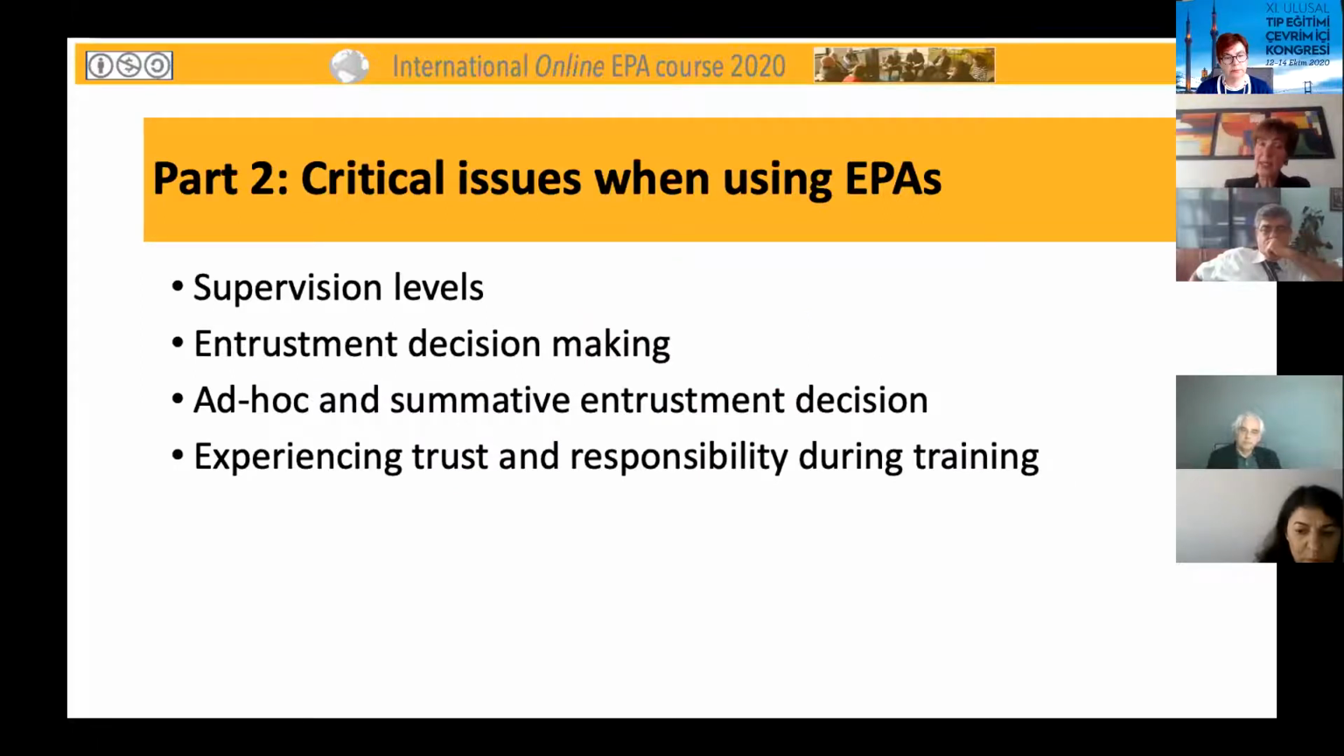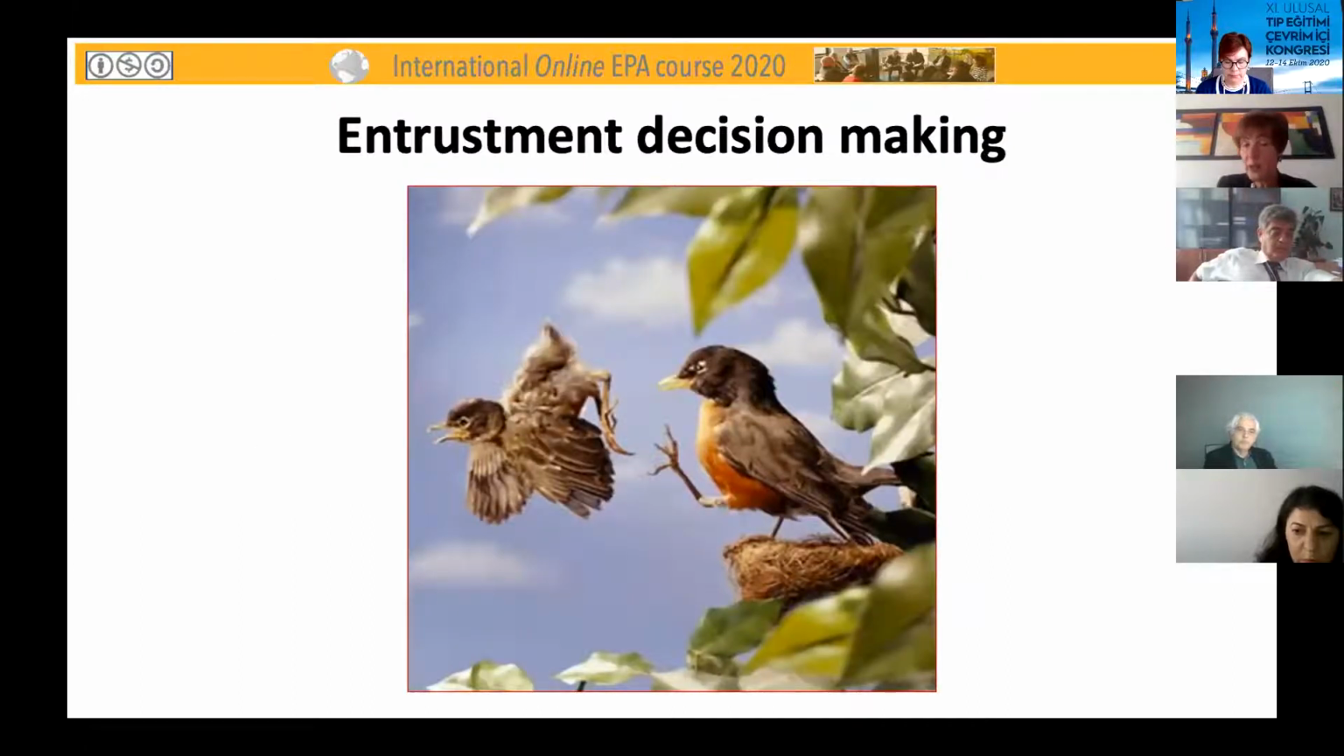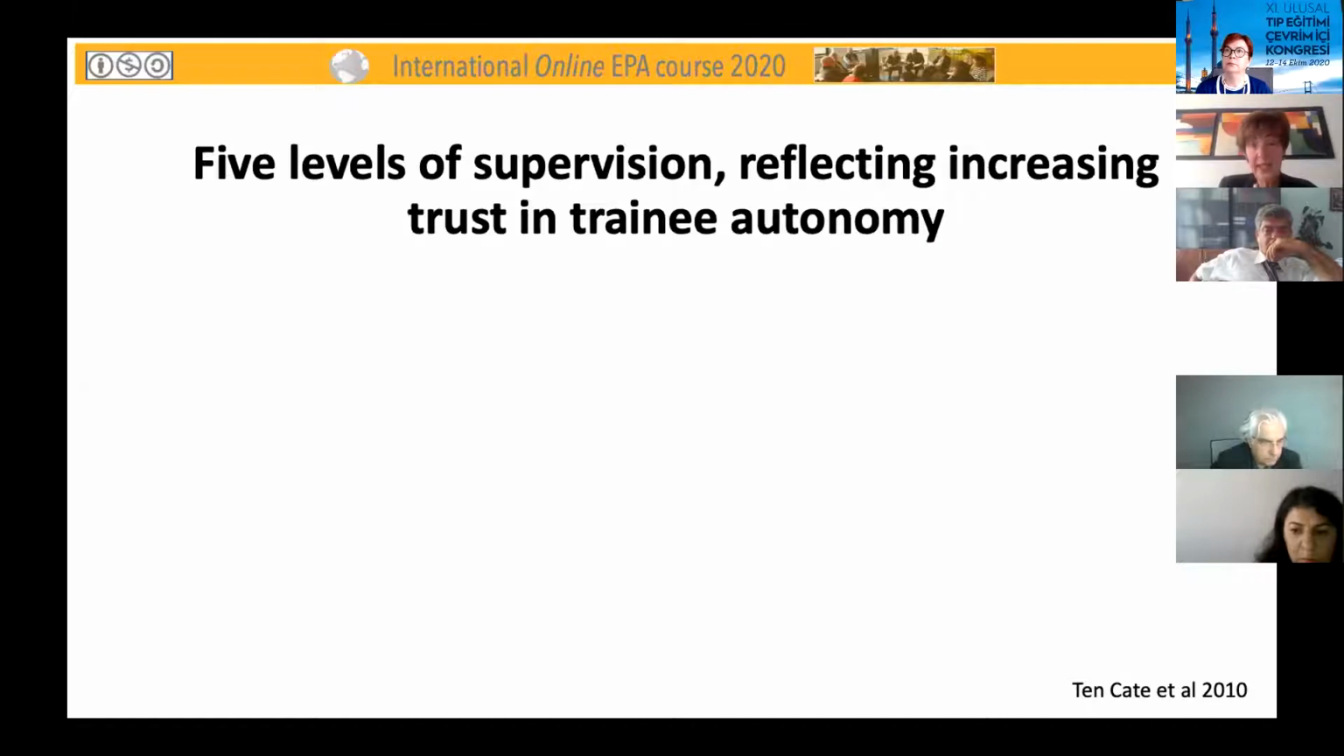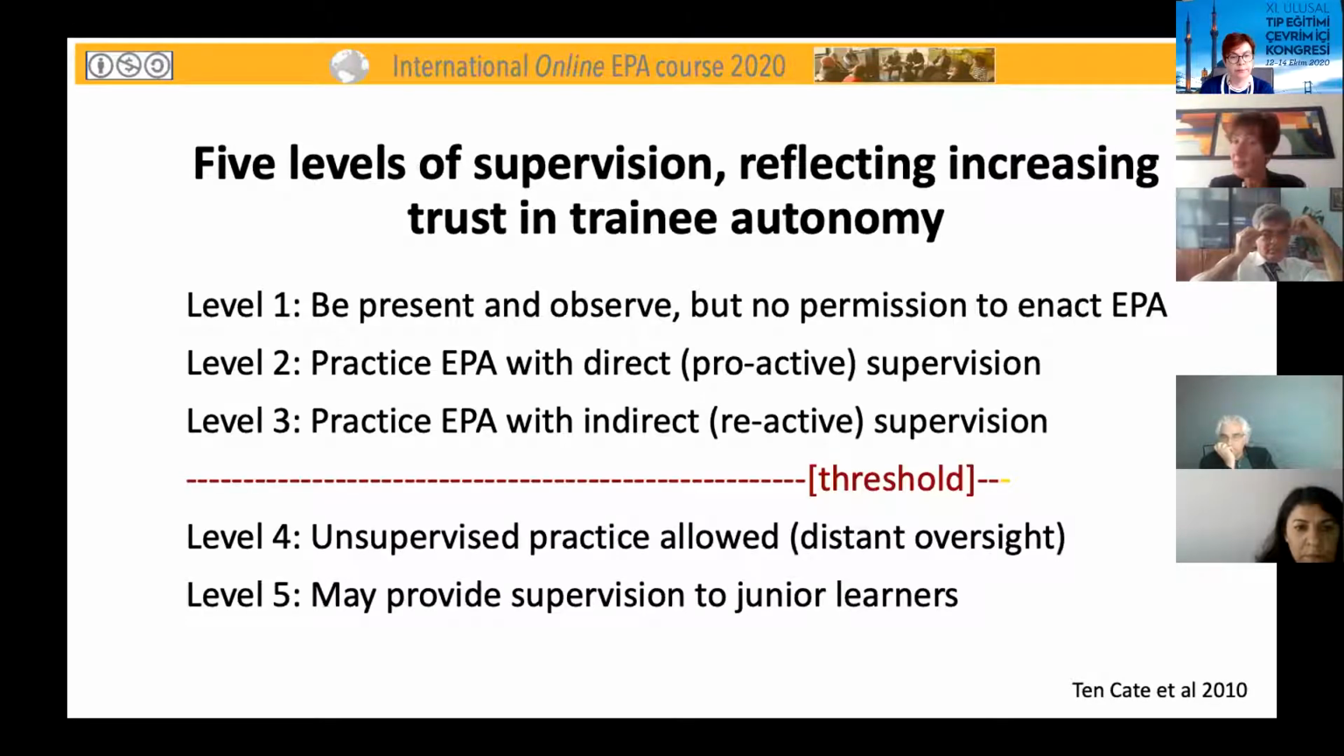Now, I assume that you already guessed that a critical issue when introducing and working with EPAs is the supervision level and the entrustment decision making. And I want to share with you the difference between ad hoc and summative entrustment decisions. Well, I wish it was as easy as this mother bird who decides to kick her little birdie out of the nest. But for entrustment decision making in an EPA setting, we now use 5 levels of supervision. And these levels reflect increasing trust we have in the trainee's autonomy. So here are the 5 levels.